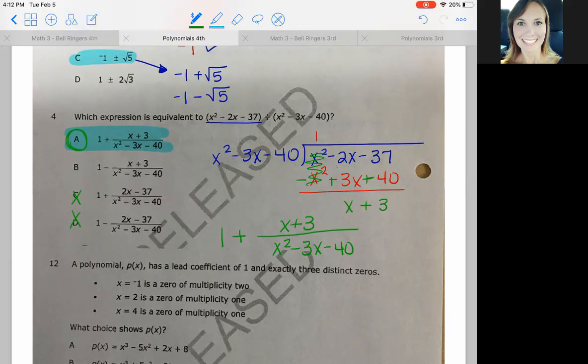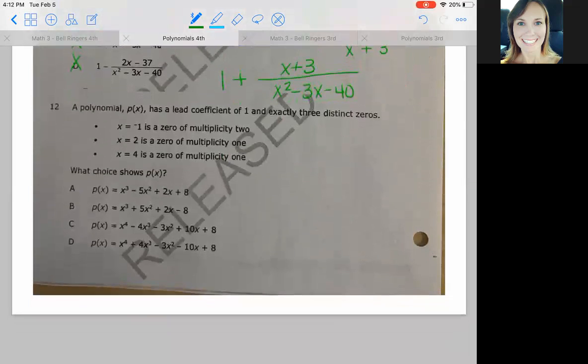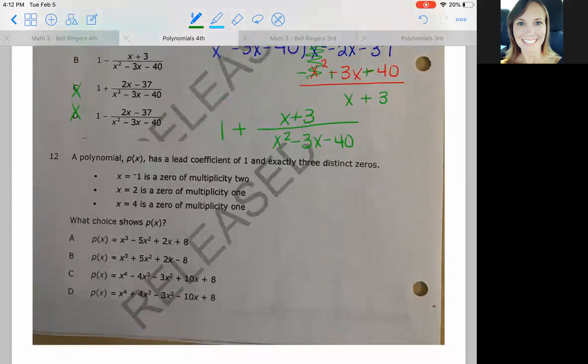All right, and then the last question, number 12, says a polynomial p of x has a leading coefficient of 1 and exactly 3 distinct zeros. So the fact that it tells me the leading coefficient is 1 just means that there's not going to be a number out front of all of my factors. So it tells me that it wants me to write it out in standard form. It doesn't say that, but I can look at the answer choices and they're all written in standard form.